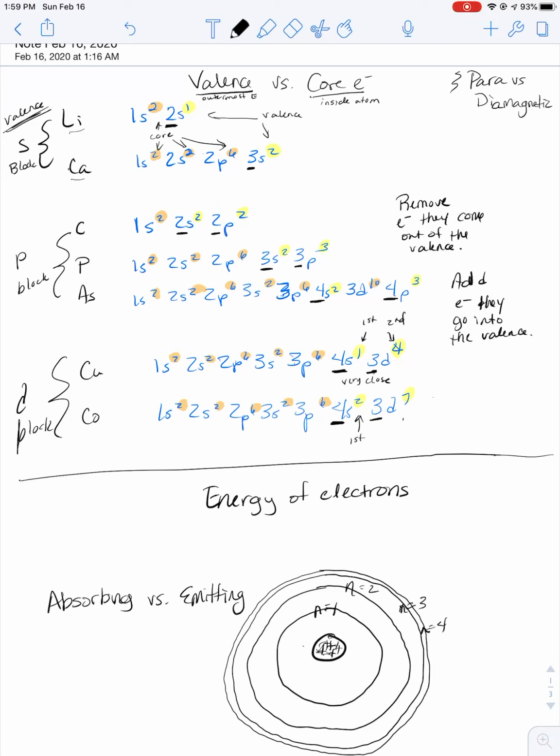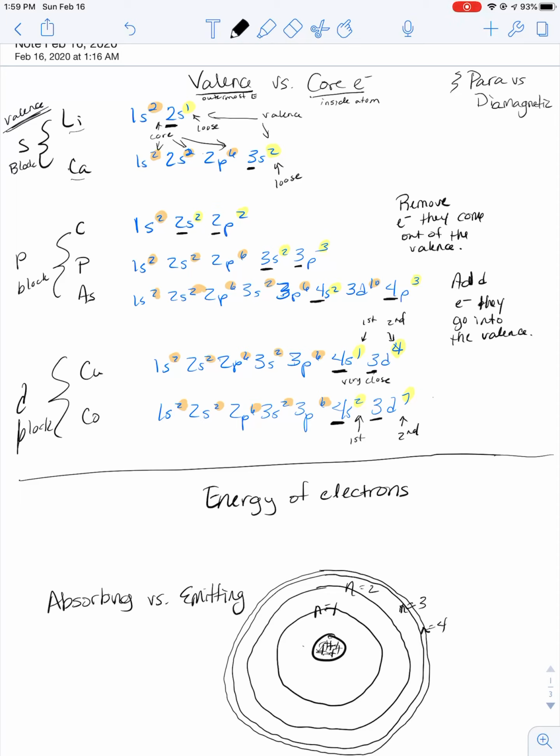Again, you lose here first, and then you're going to lose from here. And then up here, you're going to lose here first. And usually they don't actually lose anymore. It would be really energetically unfavorable to do that.